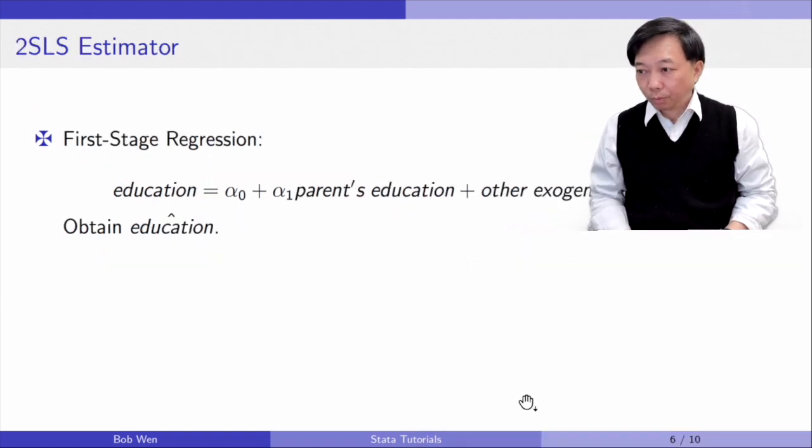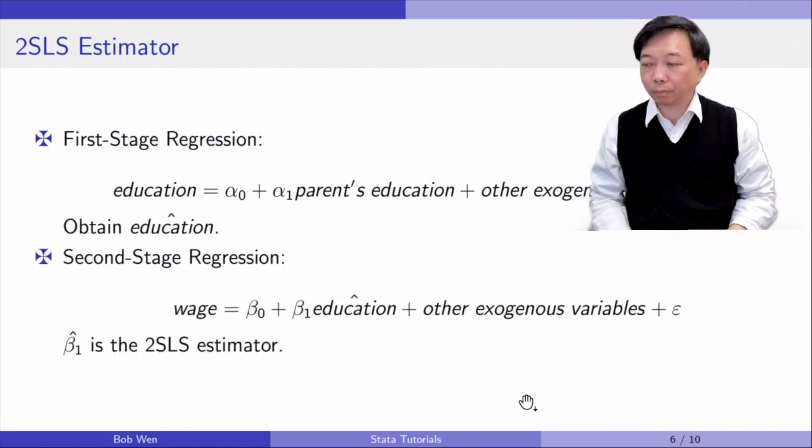In the first stage, we regress the endogenous variable, education in our example, on the instrumental variable, parents' education, and other exogenous variables in the model. We obtain the fit value. In the second stage, we replace the endogenous variable education with the fit value from the first stage regression and run an OLS estimation. The estimated coefficient on the fit value is the two-stage least squares estimator, with the parent's education as an instrument for the worker's education.